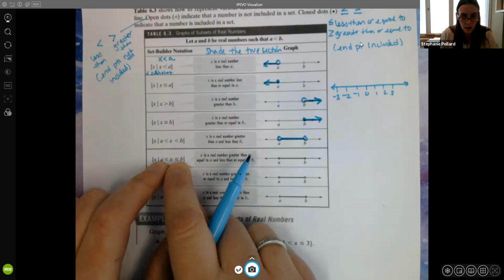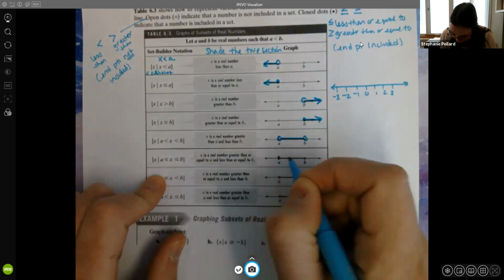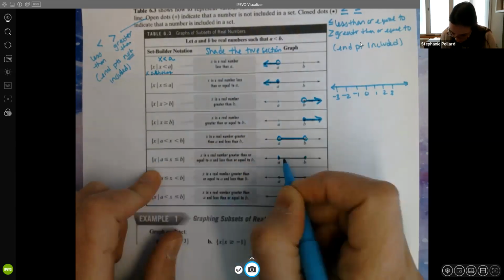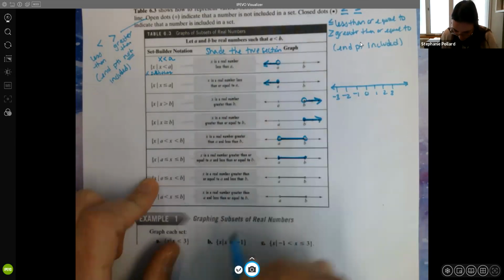Here you have equality on both ends, so you're going to see closed circles. But again, x is being sandwiched in between. So it's going to look like this.